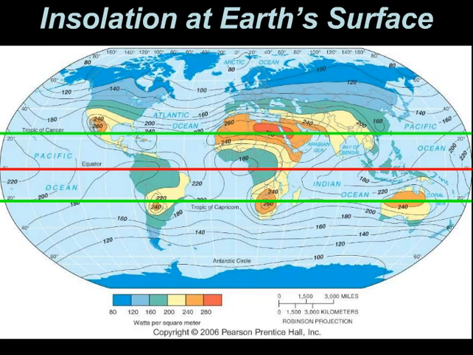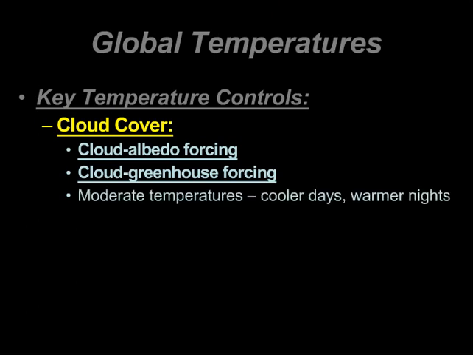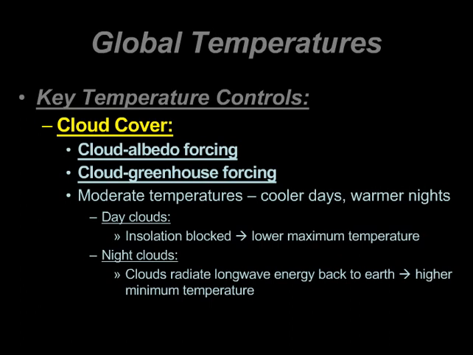Now our third key control for temperature would be cloud cover. We talked about this beforehand, looking at insolation at Earth's surface. What's happening there along the red line is that dense band of water vapor, that dense belt of clouds, which predominates over the equator, which is going to prevent incoming solar radiation from reaching the surface. Now this takes us back to what we've already talked about in a previous video lecture, cloud cover and the role of clouds in moderating temperatures throughout the day, throughout the year. So we have the role of day clouds, but also the role of night clouds.